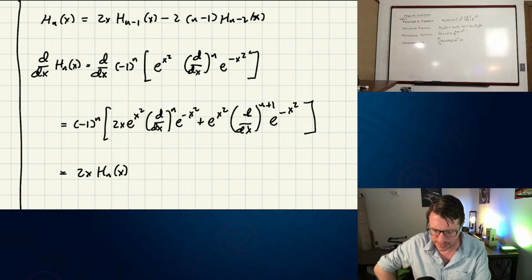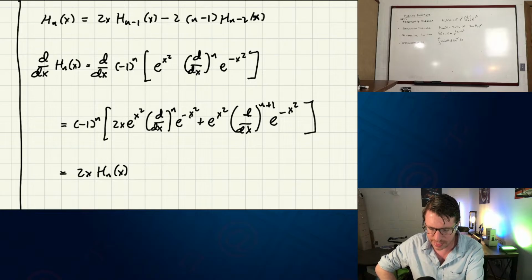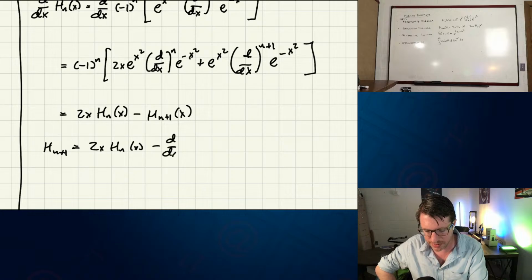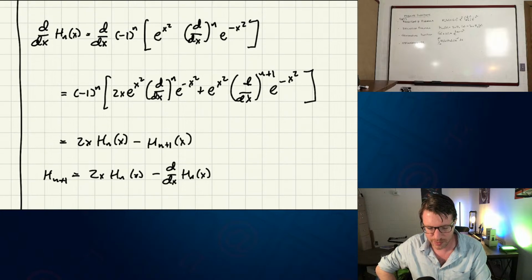And the second piece, well, we have this (-1)^n term, which is nice and all, but we would want n plus 1, so I'm going to flip the sign on it, and so it's going to give us a minus h_{n+1} of x, right? And so already that's sort of a recursion formula we have. It's not a great one, but we can see already that h_{n+1} is equal to 2x h_n of x minus the derivative with respect to x of h_n of x, right? So sort of putting this whole equation together. And so that's one thing we got.